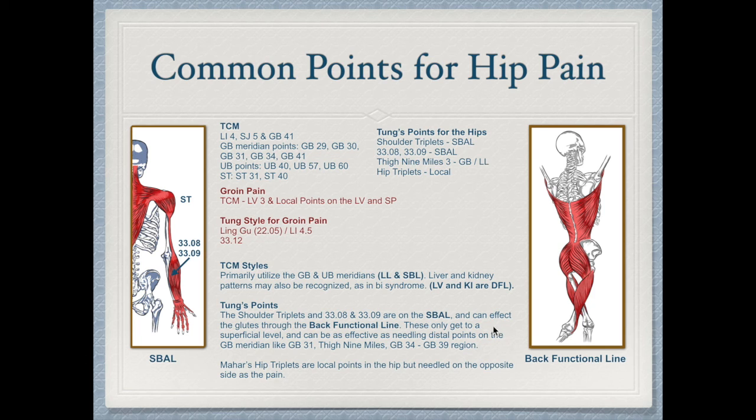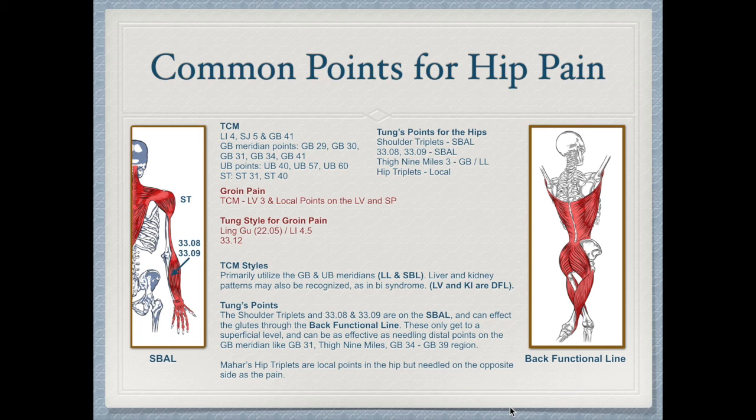I'm just going to read what else I wrote here at the bottom. It says, these only get to a superficial level. So we can see from the diagrams here that this back functional line, it includes the lats, but these are at a superficial level. And underneath the lats and the glutes, we have other functional muscle groups. So you really need to understand what points you can use that are going to have beneficial effects on the external rotators or on the internal rotators or on the extensors. And this is what we want to cover through the length of this presentation and course.